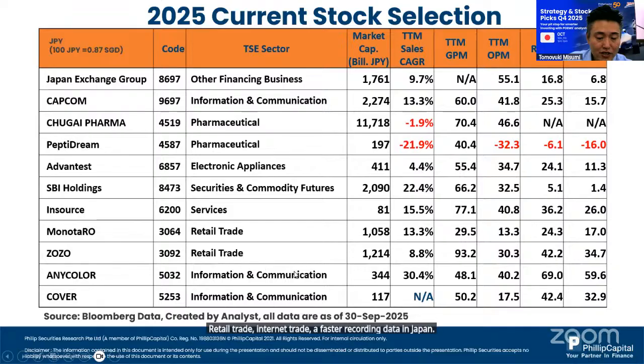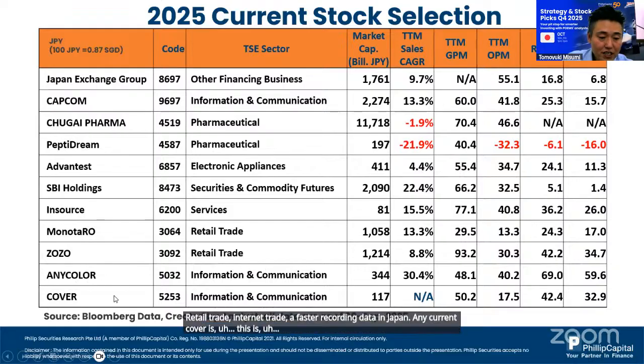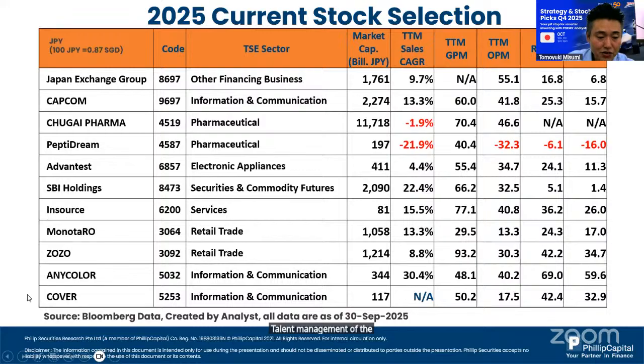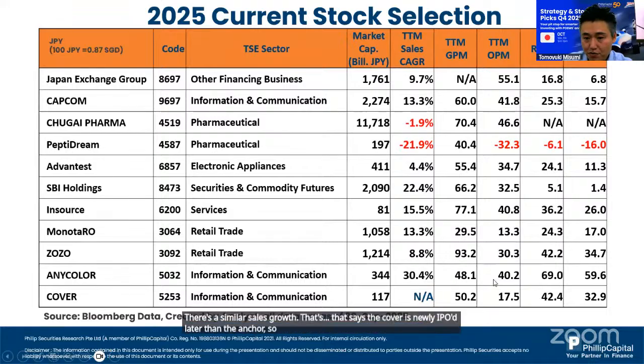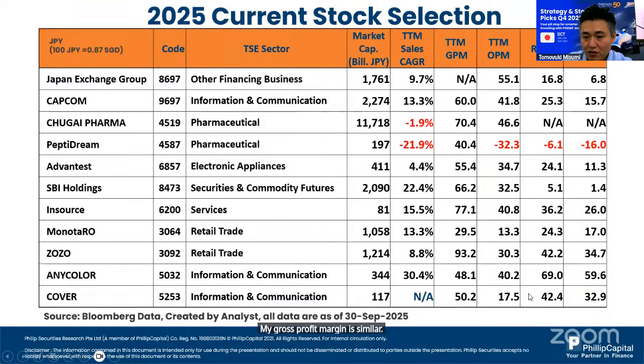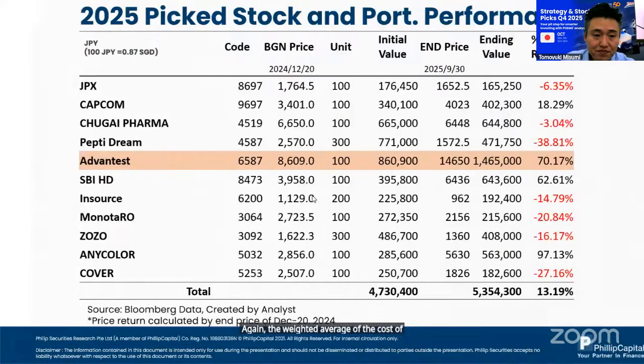Cover is the talent management company of the VTubers, the YouTubers. There's similar sales growth. Cover was newly IPO'd later than Anchor, so there's no TTM sales growth, but the gross profit margin is similar, while the operating profit margin is lower at Cover. So ROIC is very prospective. There is a 32.9 ROIC spread against the weighted average cost of capital.